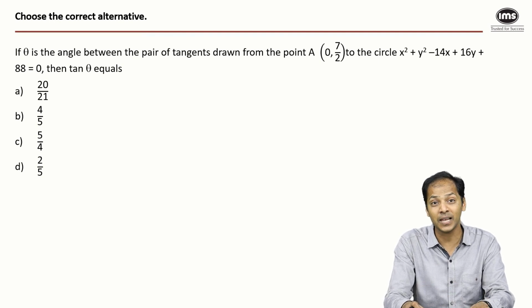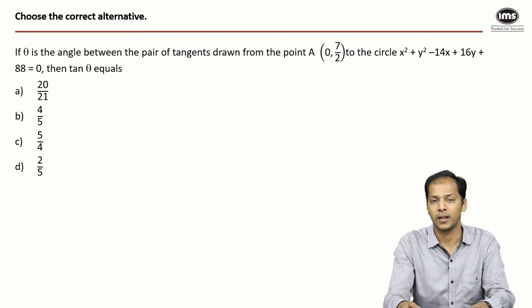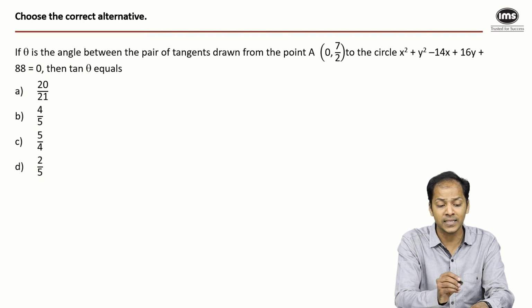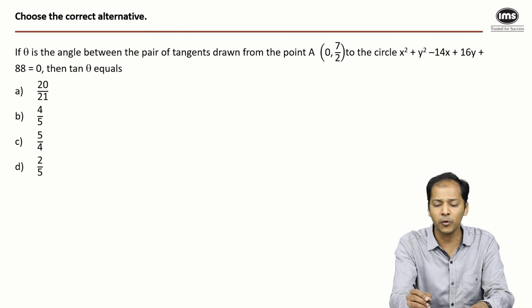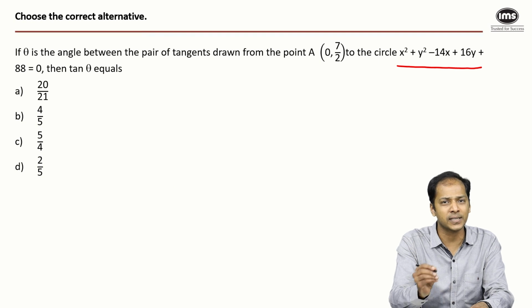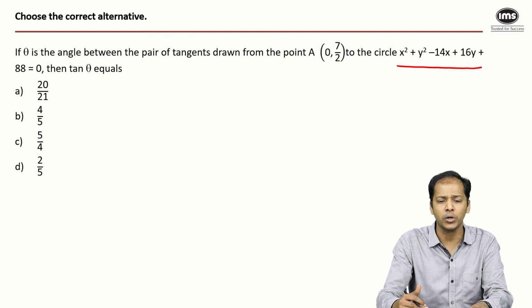If theta is the angle between the pair of tangents drawn from the point A, that is (0, 7/2), to the circle x square plus y square minus 14x plus 16y plus 88 equals 0, then tan of theta equals how much? So theta is the angle between the pair of tangents drawn from an external point, right? But before that, we just need to figure out what is the radius of this circle and what is the center of this circle, and a rough diagram will help us understand how we should go about this question.